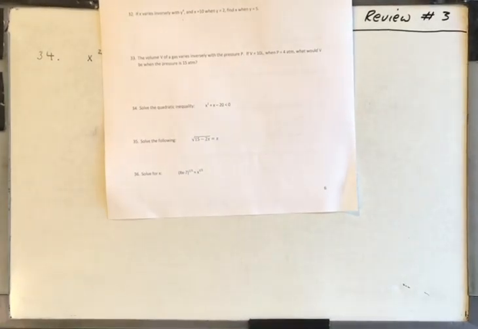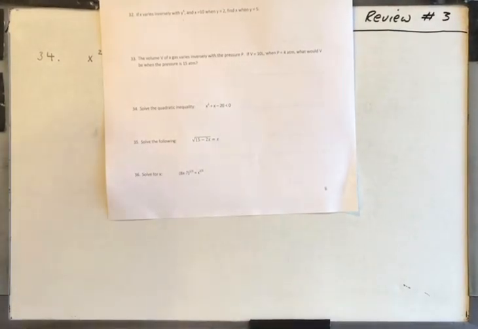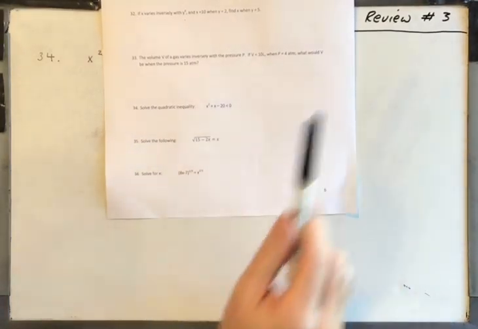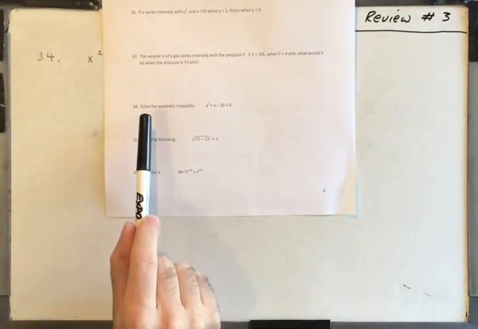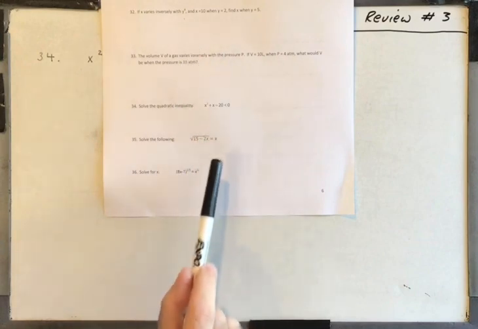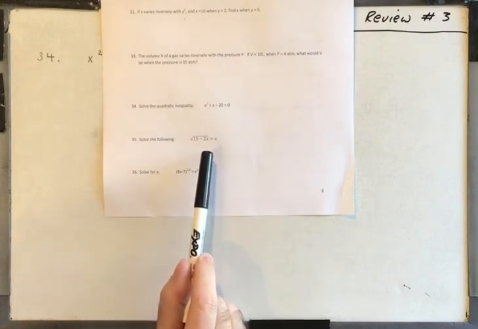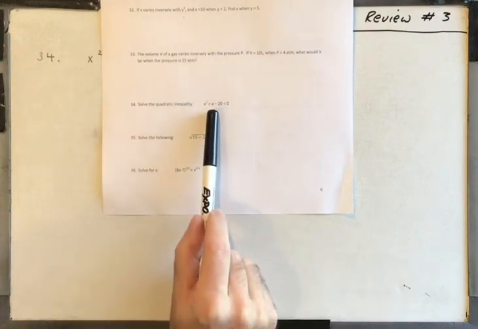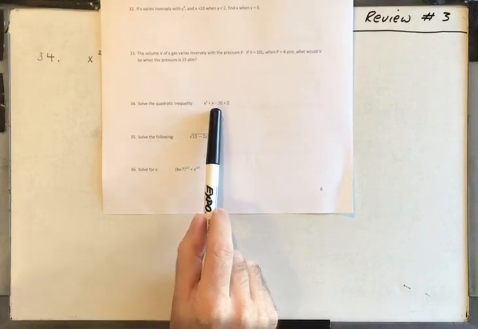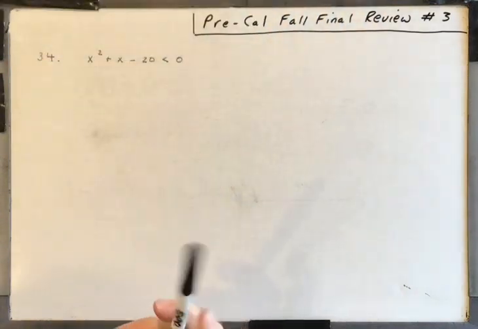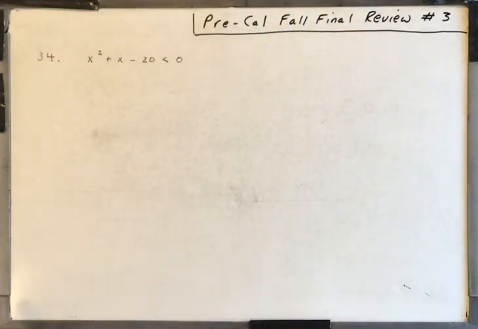Right, pre-cal final exam review video number 3. We left off at number 34 on the section 1 and 2 review sheet. All right, we're going to solve the quadratic inequality. I'm actually going to work this 2 different ways to remind you what to do.